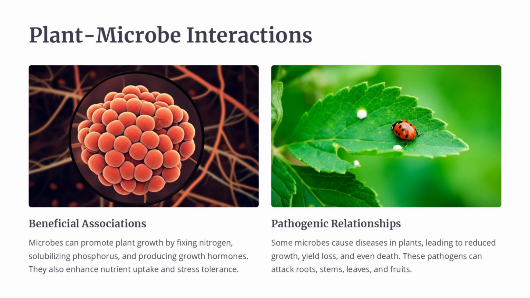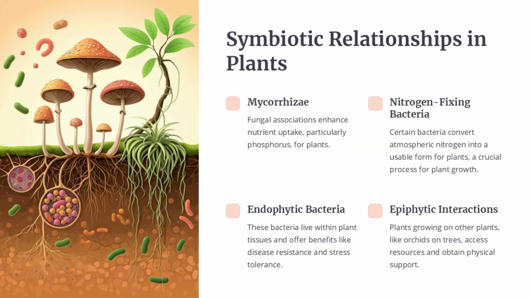These pathogenic microbes can attack different parts of the plant, including roots, stems, leaves, and fruits. Understanding and managing these plant-microbe interactions is crucial for sustainable agriculture. Symbiotic relationships between plants and microorganisms are crucial for plant health and growth.